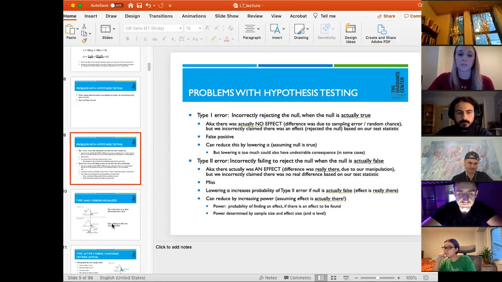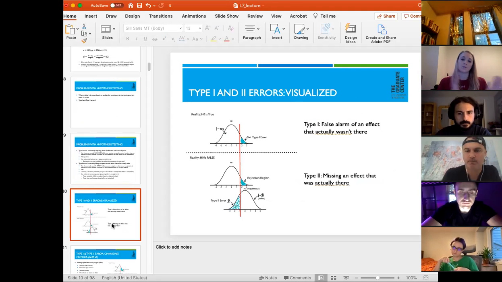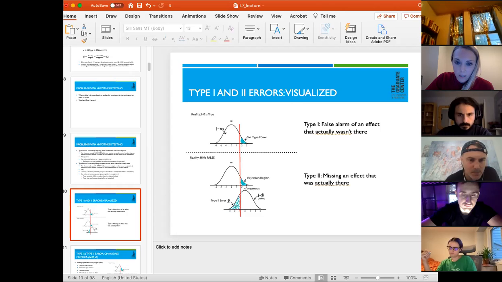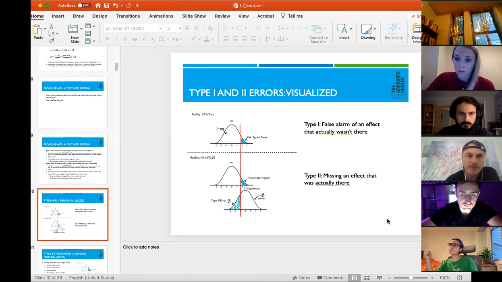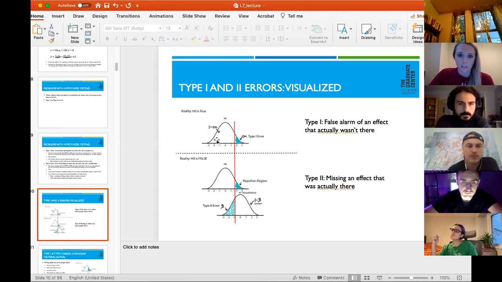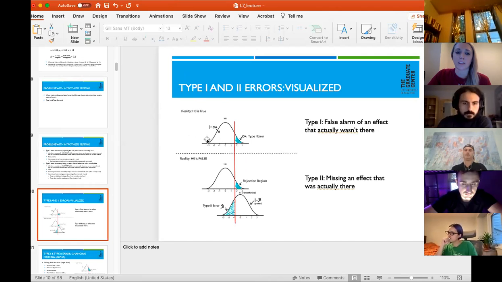So I'm going to show some visuals of this so you can see the relationship between type 1 and type 2 error. So I'm gonna maybe make this a little bigger so you guys can see a little bit better. Okay. All right, so can you guys see this distribution here pretty well? Okay, so let's just think about this top scenario here.